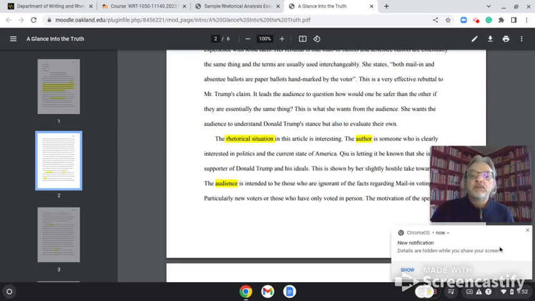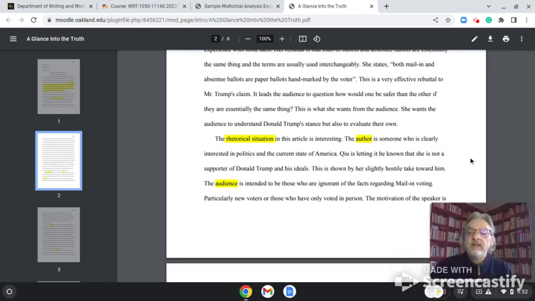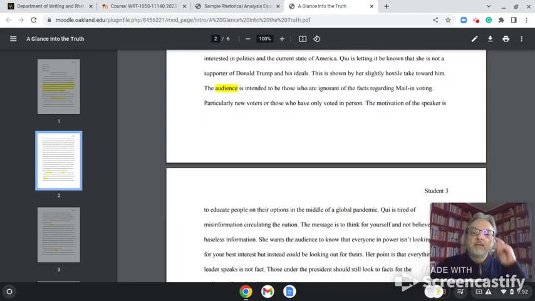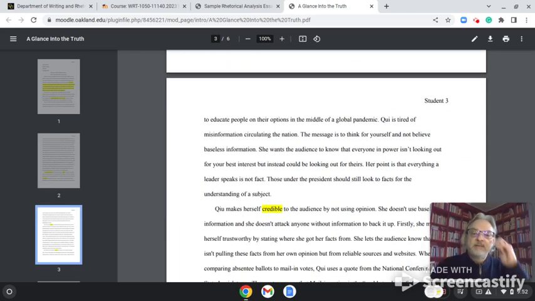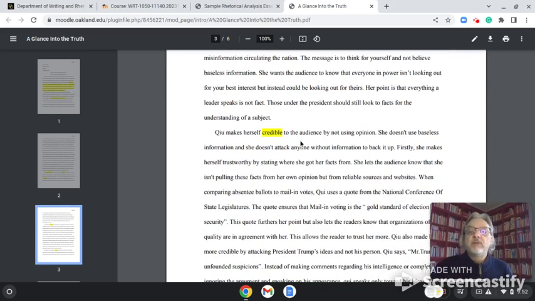So here she has the rhetorical situation, talking about the audience and giving us an idea of the timeliness. Obviously, we could already get a sense, because it has to do with mail-in ballots and voting during this time. And it's timely. She makes herself credible. So she's going through methodically, and I think it flows well. It's smooth.